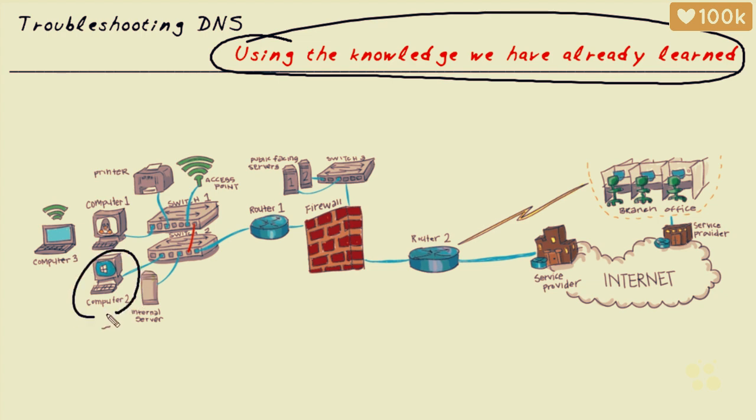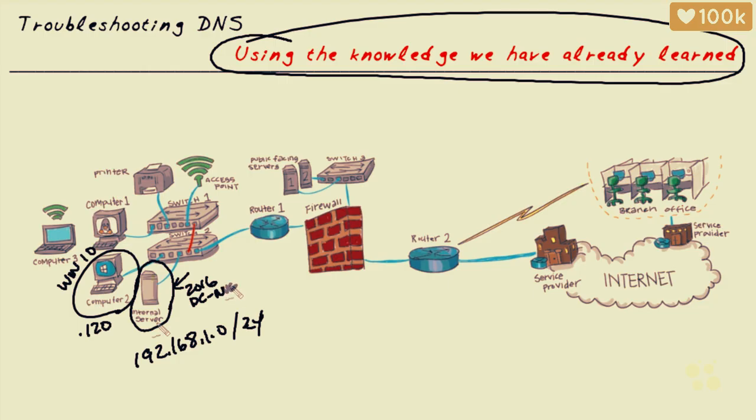We have a Windows 10 client that's at .120. This is the 192.168.1.0 network. We have our Windows 2016 server right here, which is now named DCNUG, and that's at .100. And the Windows 10 computer is acting as a DNS client to the DNS server. And when I brought the lab up, the problem is that this Windows 10 machine cannot get name resolution for google.com or any other names that it's trying to resolve.